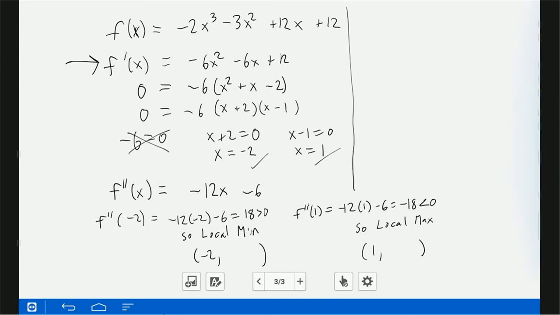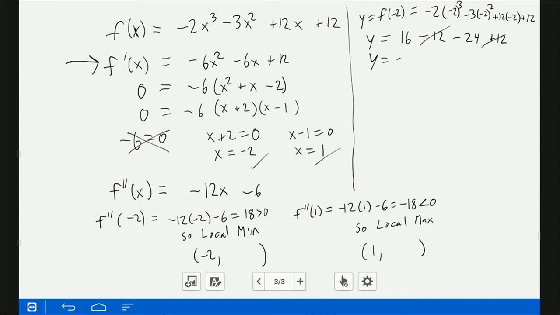Okay, so let's go back up here. If we plug negative 2 into the original, negative 2 times negative 2 cubed minus 3 times negative 2 squared plus 12 times negative 2 plus 12. Let's see, negative 2 cubed is negative 8 times negative 2 is 16. Negative 2 squared is 4 times negative 3 is negative 12. 12 times negative 2 is negative 24. Now we still have that plus 12. So let's add that up. Negative 12 plus 12 is gone. 16 minus 24, you're going to have negative 8. So that was when we plugged in negative 2. So that's our y value there.